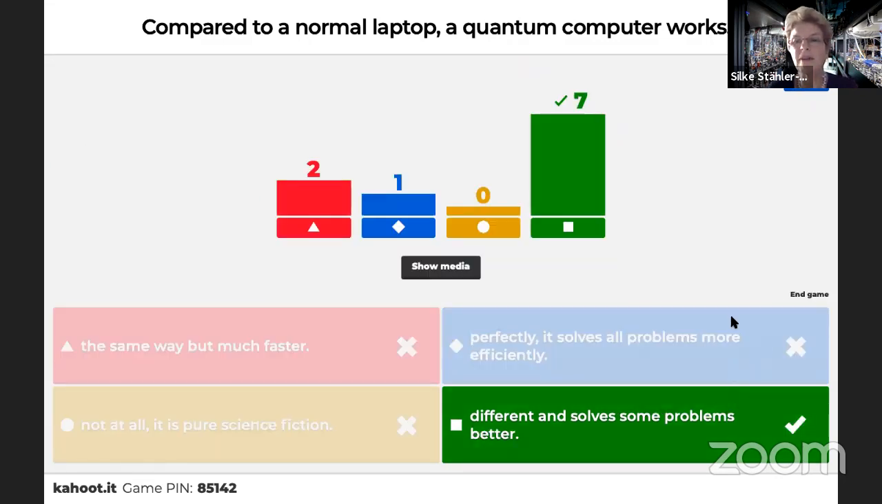Many people knew the right answer. The right answer was a quantum computer works different and solves some problems better. It's not just that it works faster, but it really works in a different way. It has some parallel aspects that make it really a different way how it works. So let's continue with the ranking.